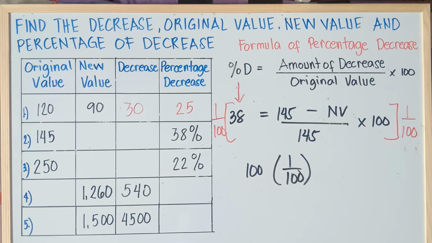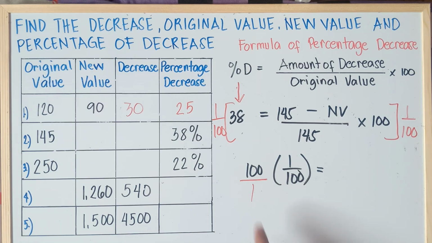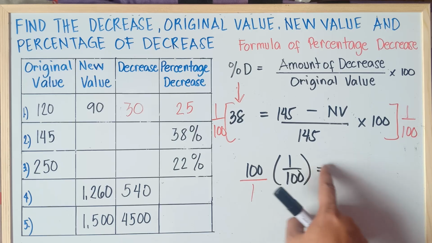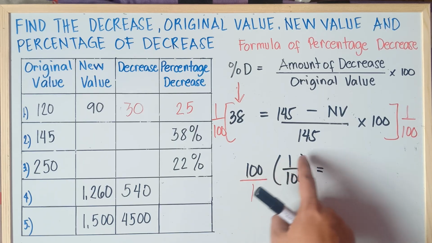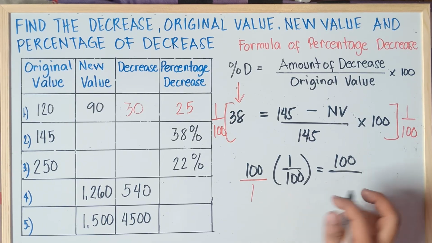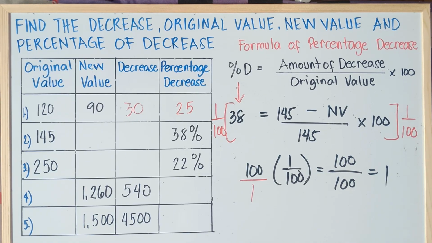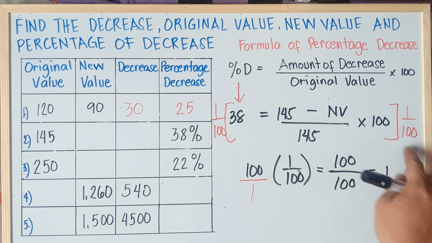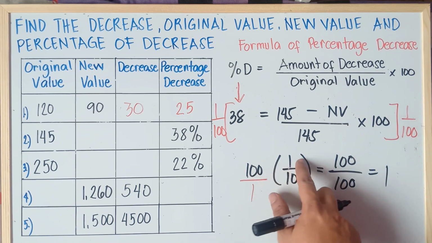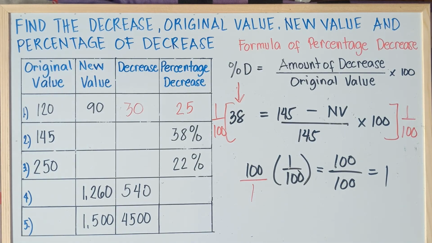Or if it's hard for you to understand that, always remember that a whole number has a denominator of 1. 100 has a denominator of 1. Multiply fractions, multiply the numerators: 100 times 1 is 100, and 1 times 100 is 100. 100 divided by 100 is 1. So we can simply cancel this out, class. 100 times 1 over 100 is 100 over 100, which equals 1. So we can cancel this out.